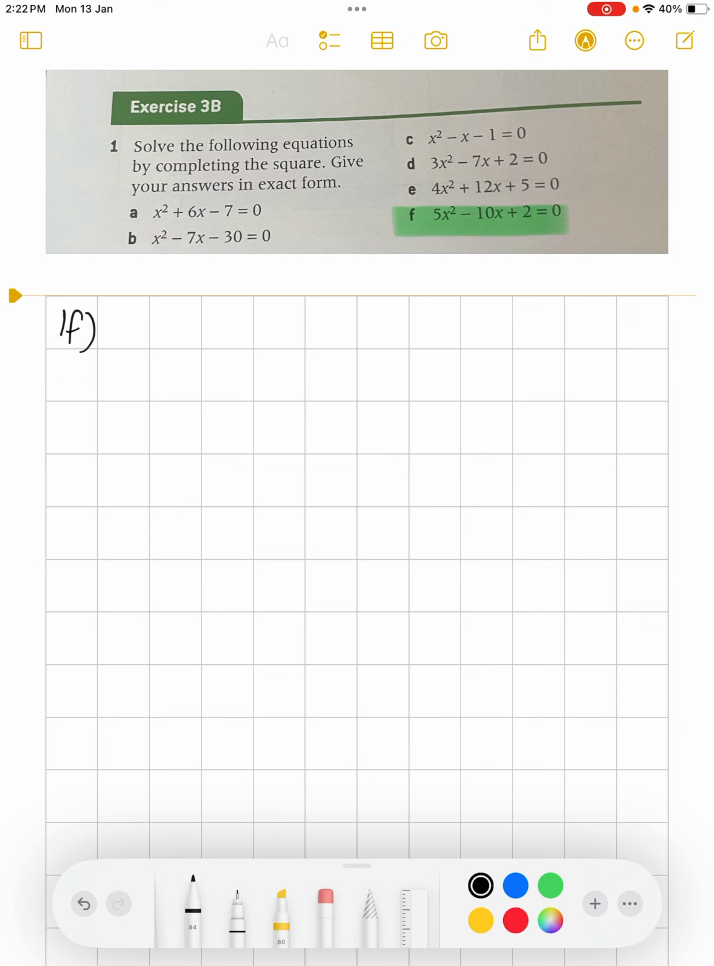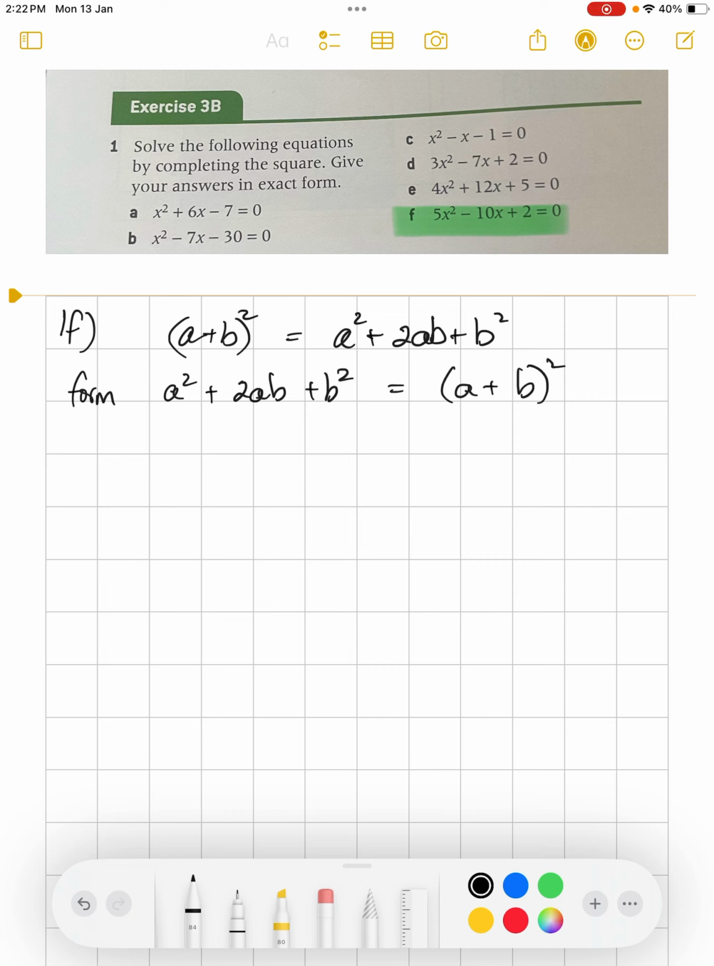But completing the square means we're going to be using the idea that (a + b) squared is a square, and that expands to a squared plus 2ab plus b squared. We're going to use this by getting the form of a squared plus 2ab plus b squared and replacing it with the square, which is the algebra of this question. So let's write down what we've got.